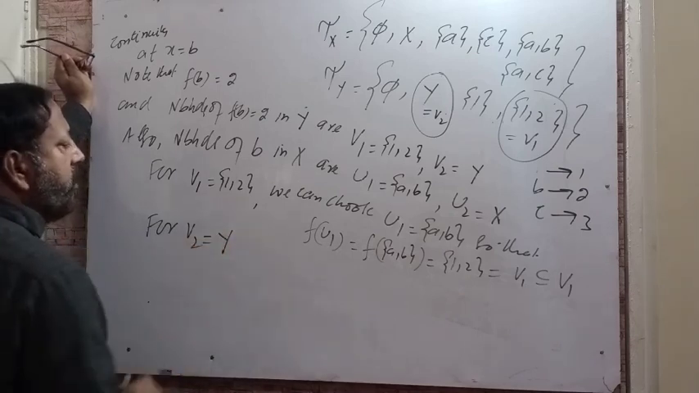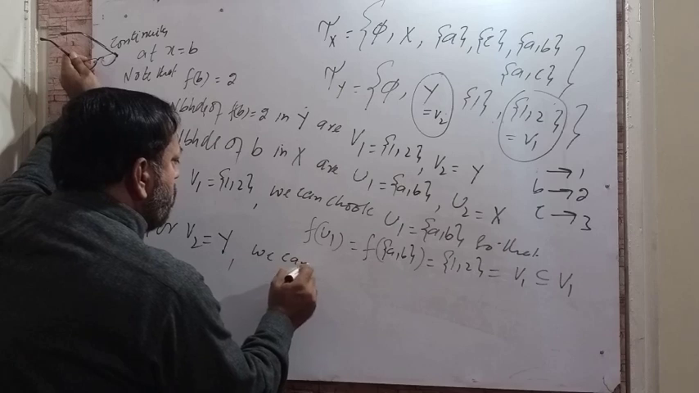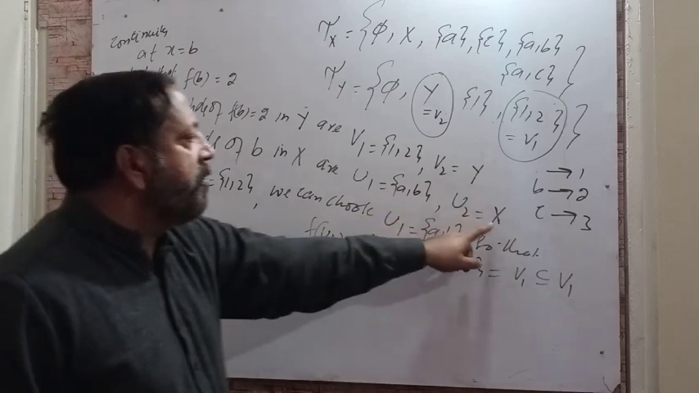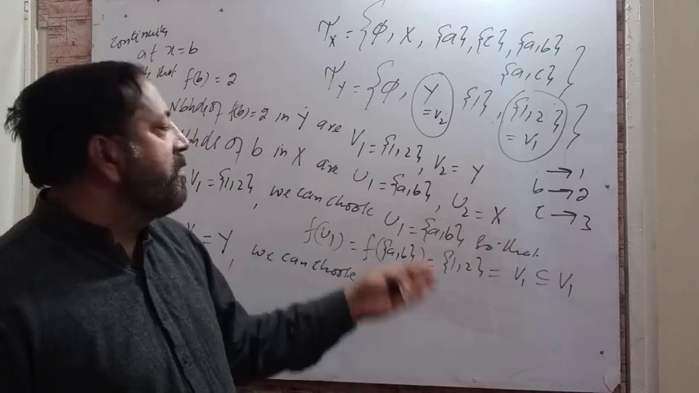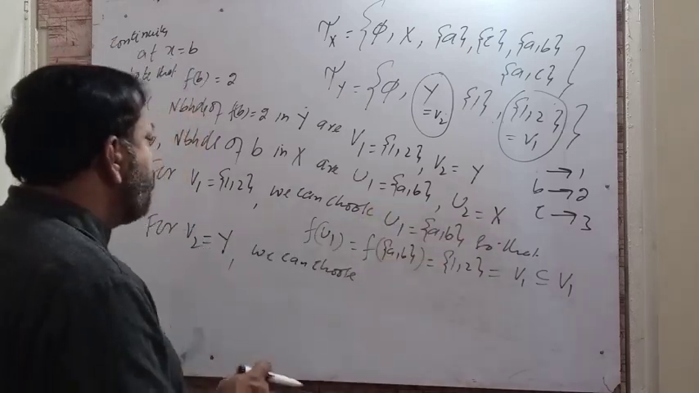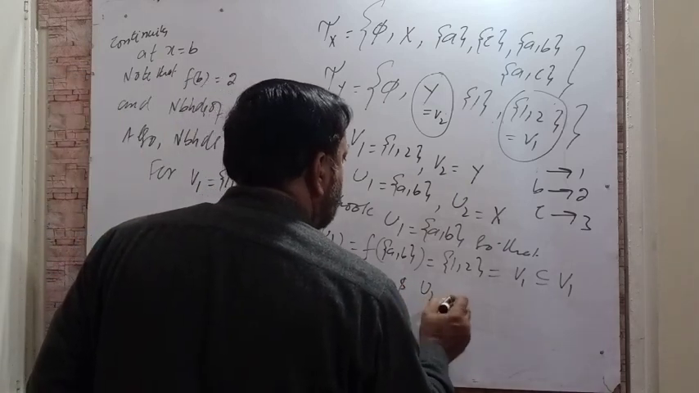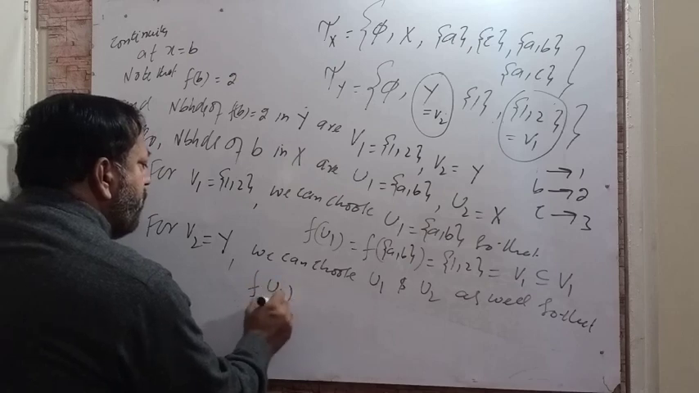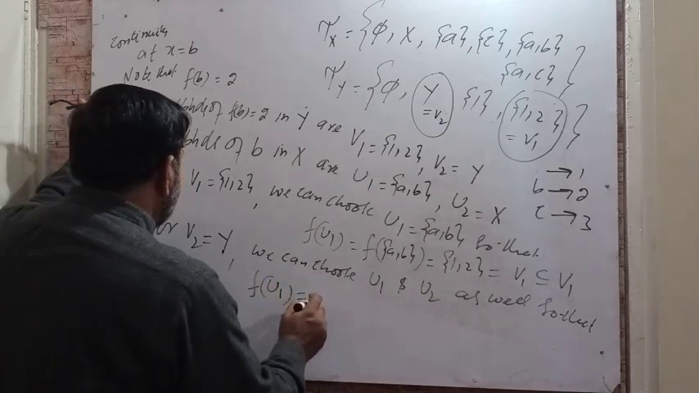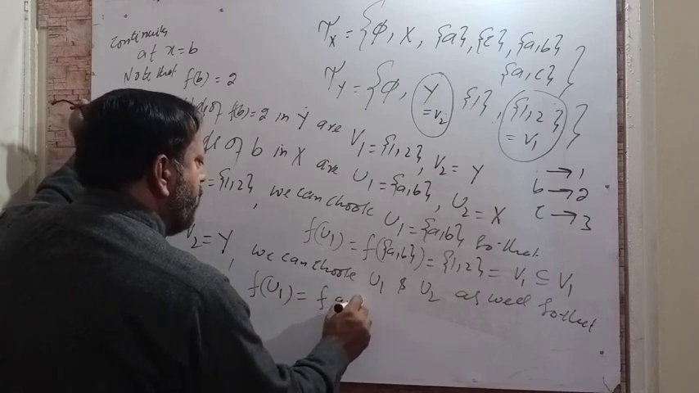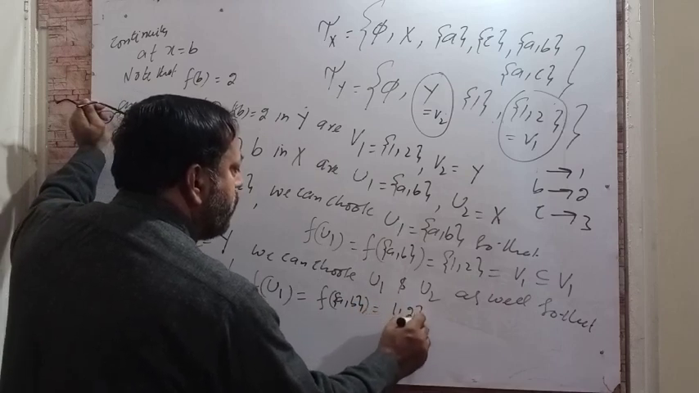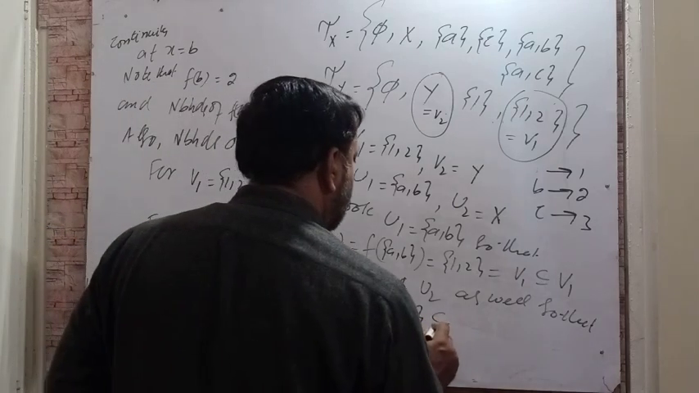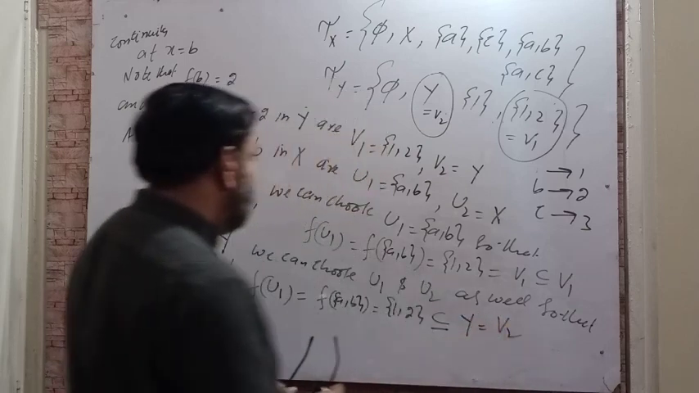which was your Y, we can choose both. U1 will survive because {1,2} is a subset of Y, and if you take X, then f of X is equal to Y, which is a subset of Y. So both are surviving. So you can choose both, right? We can choose U1 and U2 as well, so that f of U1 is f of AB, which is equal to {1,2}, and {1,2} is a subset of Y, which was V2. Yes, the definition is satisfied.